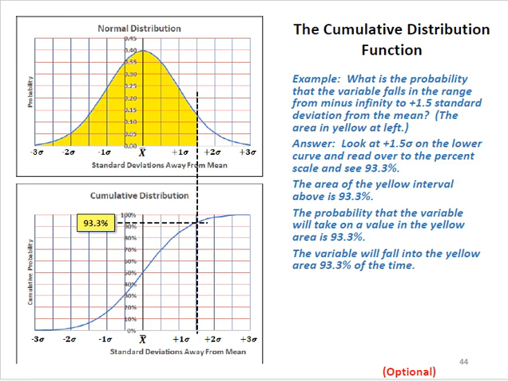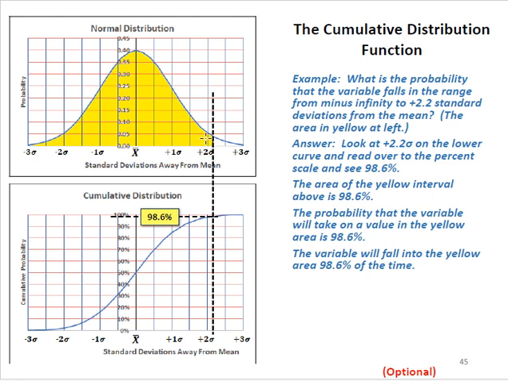So I think you totally get it. Now we're going to go a little bit over 2 sigma. Your area is now increasing to 2 point something sigma, this cut line. When you look at the cumulative distribution, we know that that's about 98.6%. So the variable will fall into the yellow area 98.6% of the time.